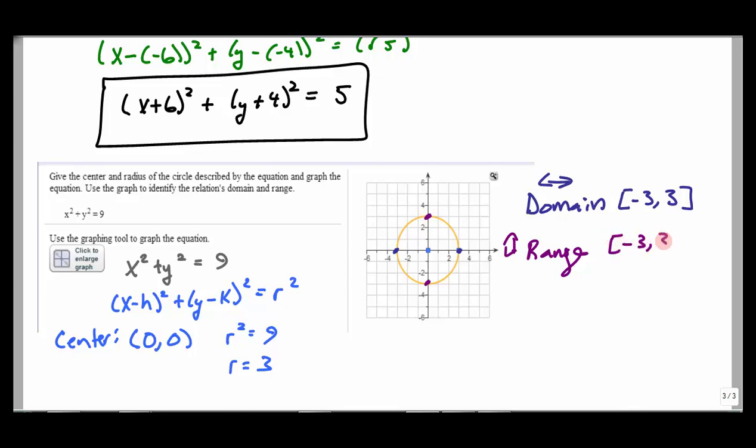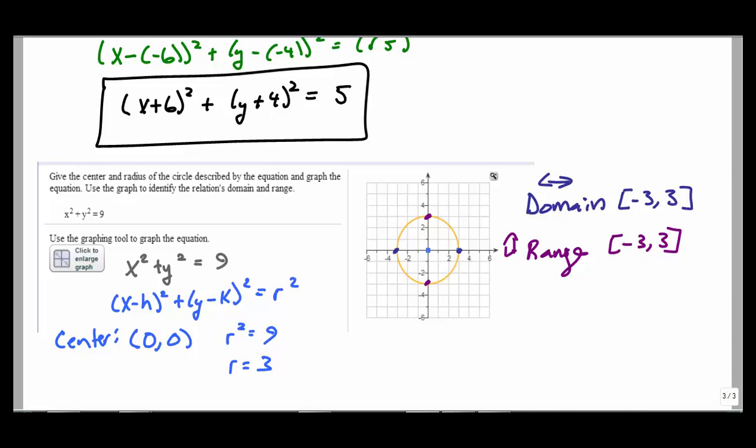Now that's not always going to happen where the domain and the range are the same. In this case it does, but it's not anything that I can say there's a hard and fast rule that the domain and range of a circle is always the same, because that's not true. Again, when you're trying to work with these types of problems, it's important that you identify the center first for when you're graphing, and then once you find the center, you go ahead and work off of the radius.